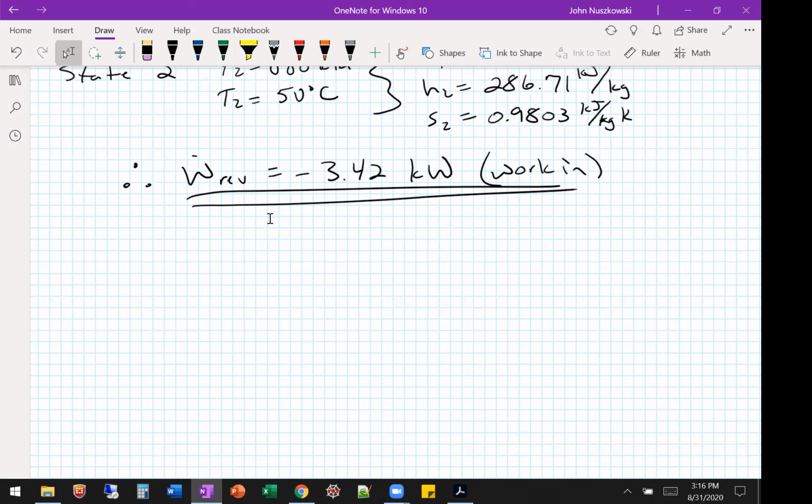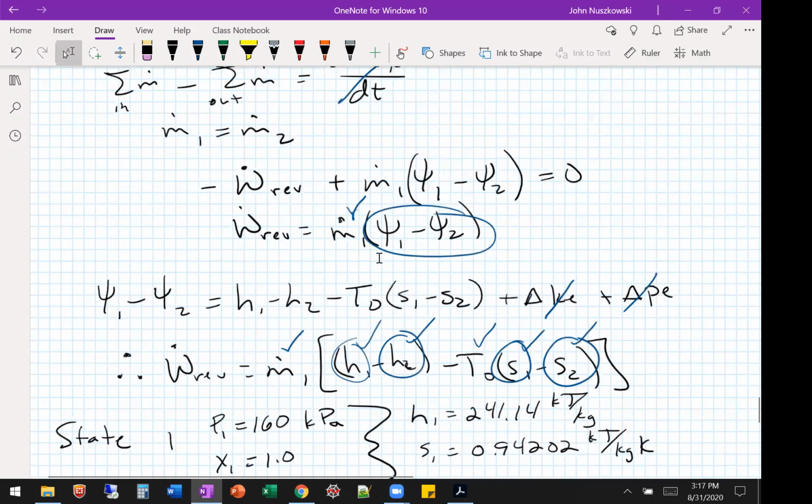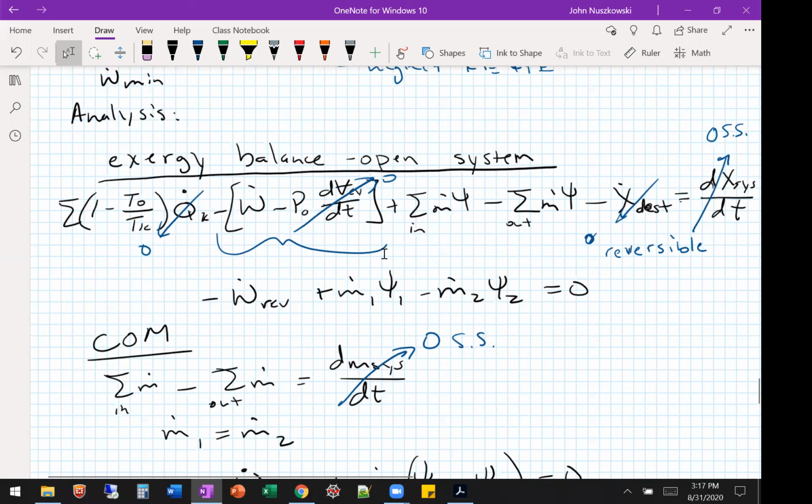Any questions? Why don't you consider the T naught times S gen? Is this just because it's an open system? What does that even mean? Why didn't I consider that? Well, in this case, we were just looking at, oh, and X destroyed was 0 for this minimum. So that's reversible, right? Yeah, you're right, that's the T naught S gen term. So that would be 0 for the reversible case.